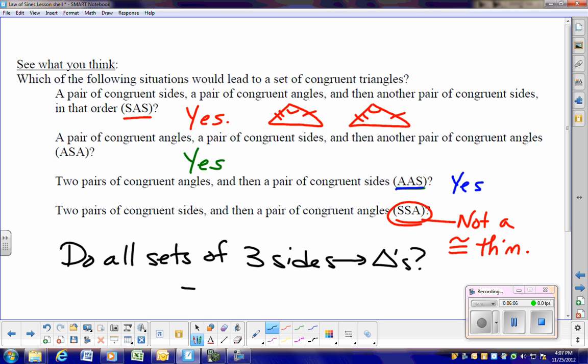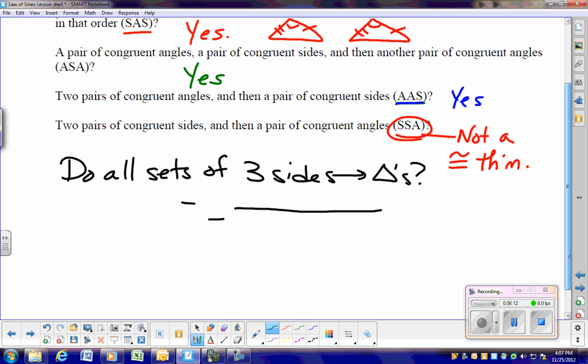Well, if I gave you this little stick, and then this little stick, and then this big long stick, could you put them together to make a triangle? Well, we could try, right? We could take these little pieces and maybe put them on the ends here. Would they connect to make a triangle? No, they would not. So the answer to this one, that's printed on your page, is no. Not all sets of three sides will make a triangle.